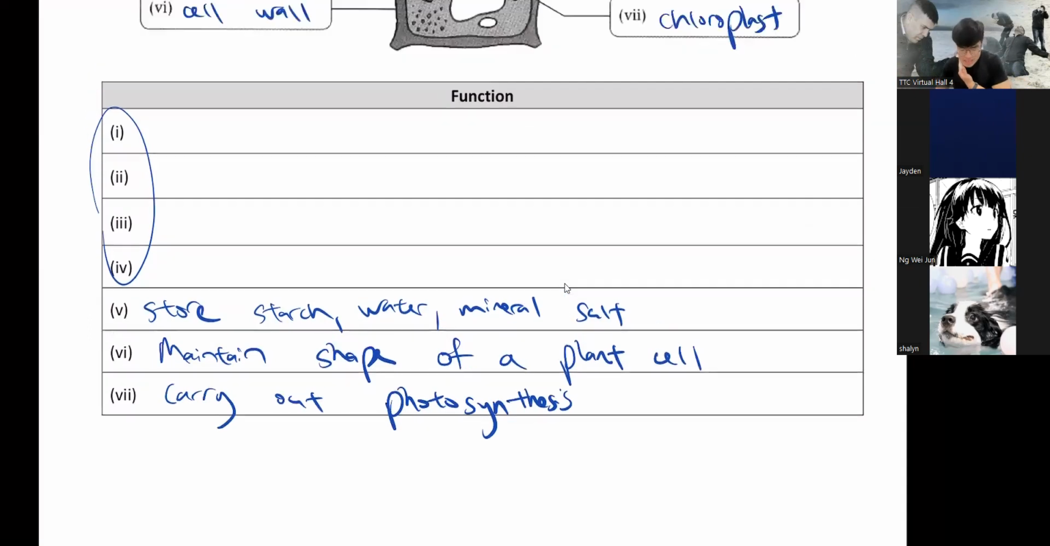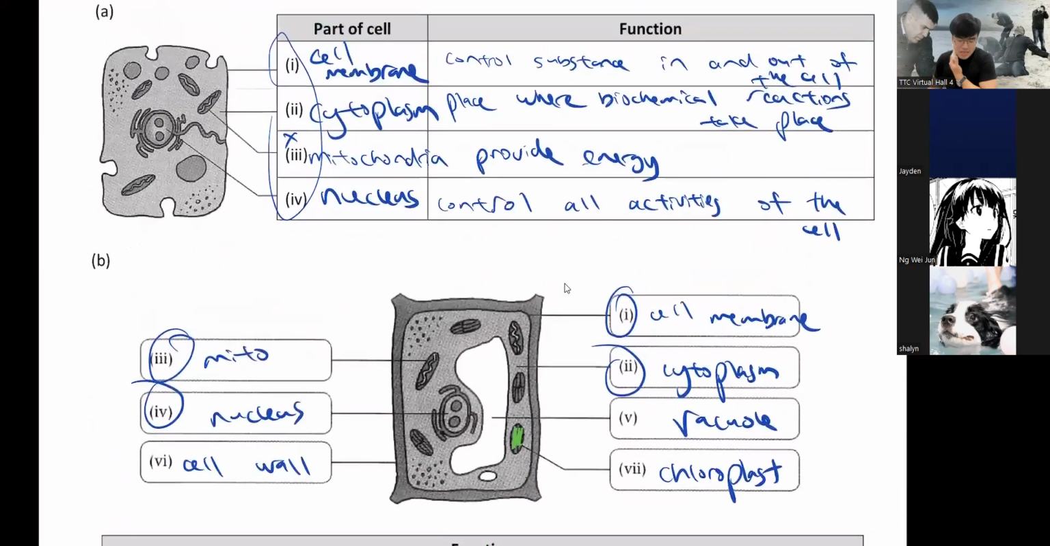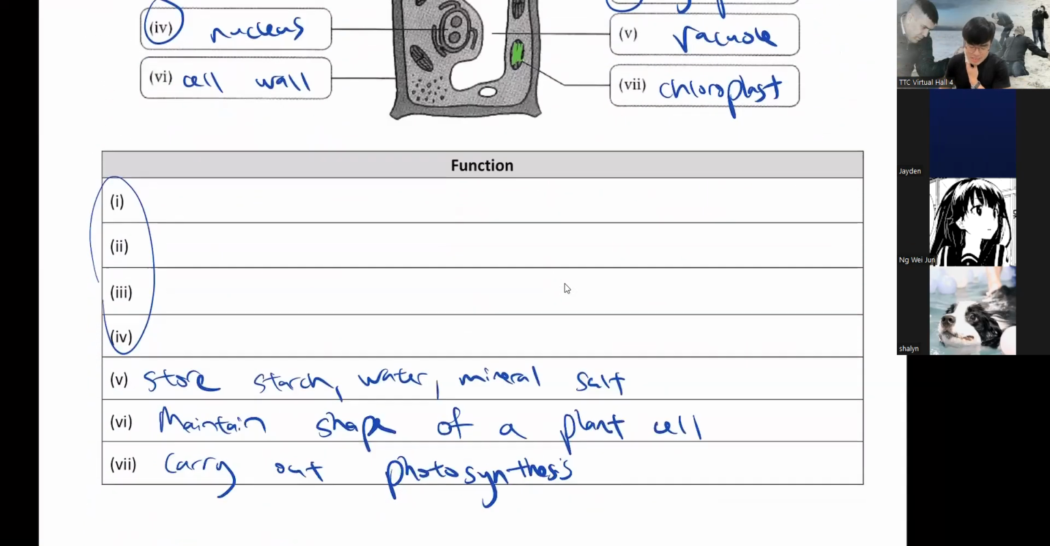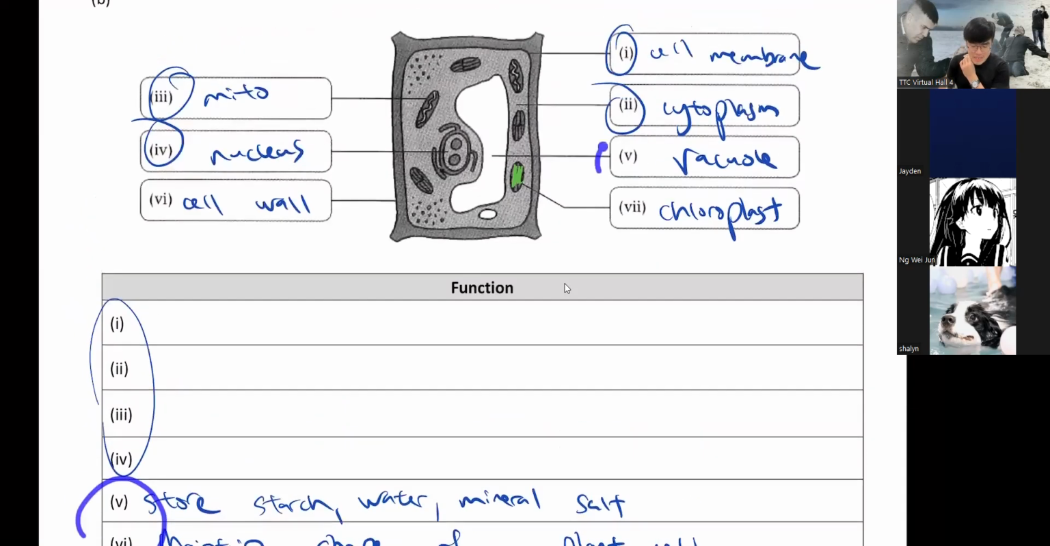Okay, so this is the basic one. As you can see, an animal cell has 4 parts, 3 if you don't want to count mitochondria, and a plant cell has 7, 6 if you don't want to count mitochondria. So a plant cell is a bit more complicated because they have 3 more extra parts. We have 3 less. So these 3 are only in plants.